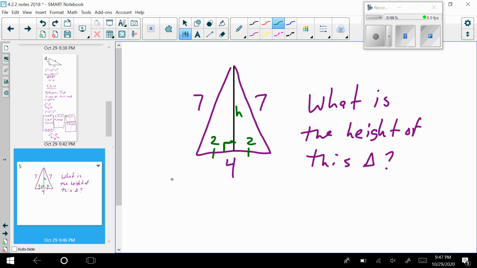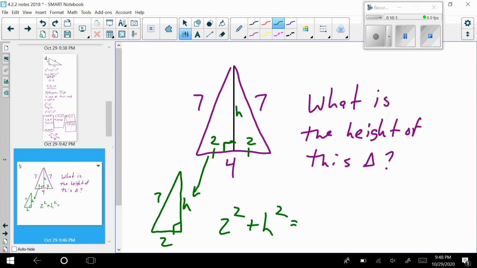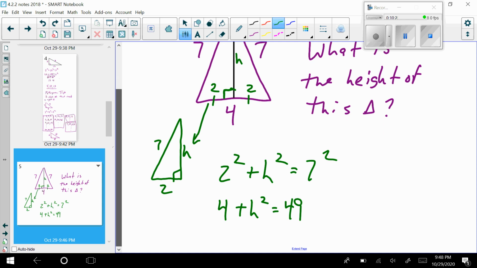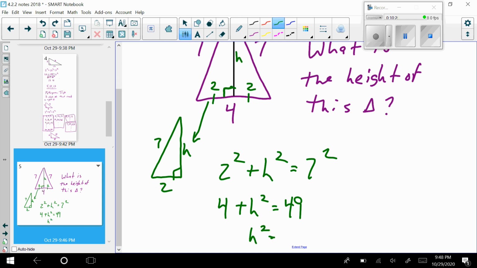So to find the height, you could draw this little mini right triangle off here. We just kind of peel it out from in there. The hypotenuse is 7. The bottom side is 2. And we want to know the height. Okay, that would be 2 squared plus h squared equals 7 squared. And we can find it just like that. 4 plus h squared equals 49. Okay, h squared equals 45.